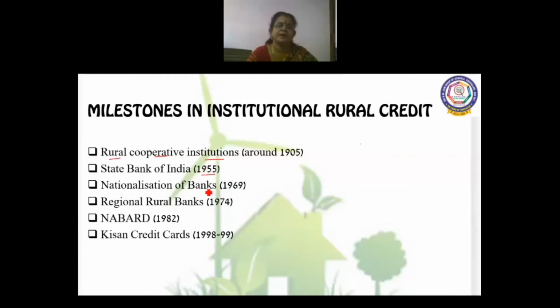Hence, 14 banks were nationalized in 1969. These banks not only performed their banking operations for the public, but also provided credit for rural farmers. Later on, in 1974, the regional rural banks were set up in almost all the regions or districts. So in every district there was a regional rural bank. We call that RRB.